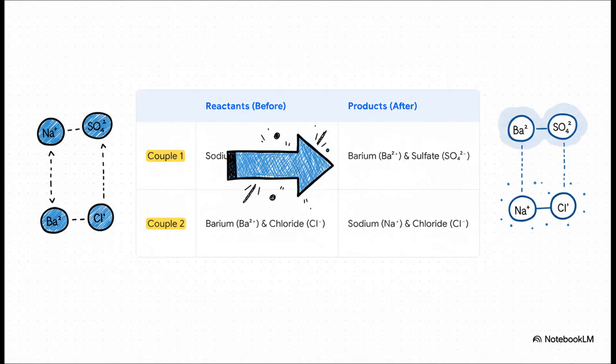This table makes it super clear, right? It's like a before and after. Before, you had couple 1, sodium with sulfate, and couple 2, barium with chloride. Then, after the reaction, look what happens. Barium has swapped over to be with sulfate, that's our solid. And sodium has paired up with chloride, and they're just hanging out dissolved in the water. It's a perfect, clean swap.